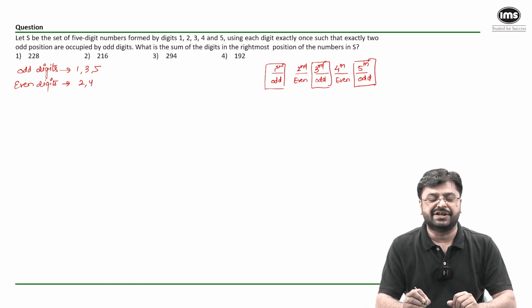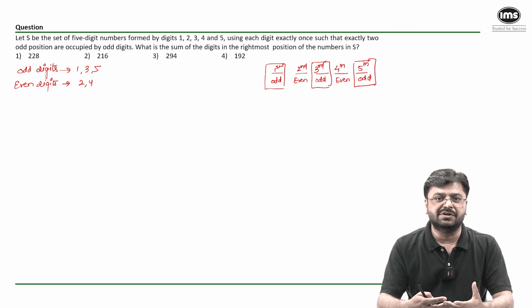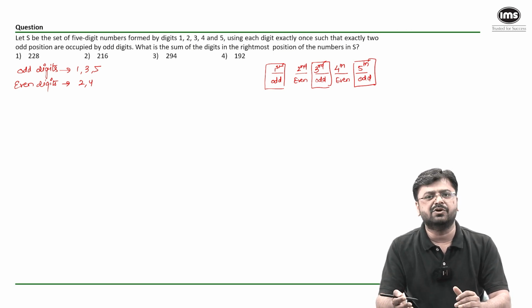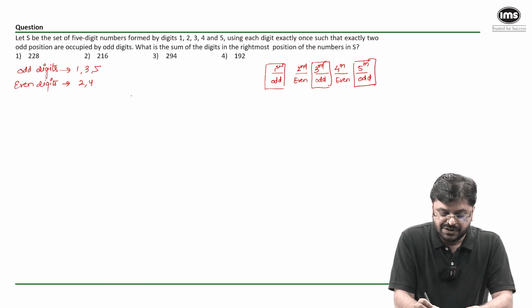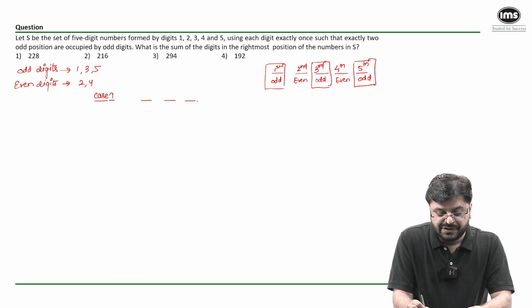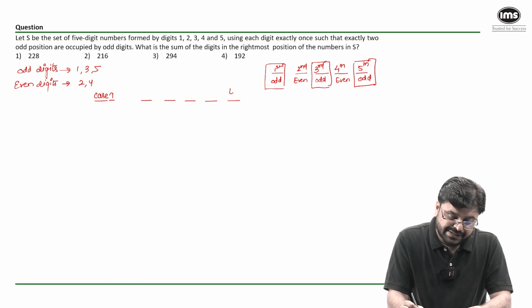Now here's the trick. They're not asking you to calculate the number of such numbers. They're asking you the sum of the digits at the unit place. Rightmost place is unit place. So we'll make cases here. So case one, when I want to make a 5-digit number and I want to keep the unit place as even, which means at first and third place, I need to keep an odd digit.